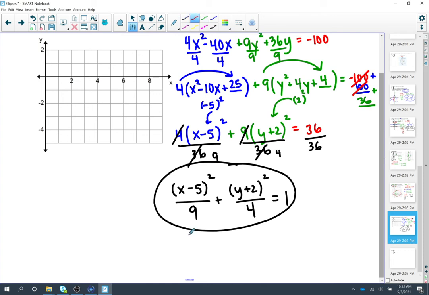A is always your larger value. Square root of 9 is 3. B is always your smaller value. Square root of 4 is 2. Your center is at 5, negative 2. On our graph, over 5, down 2, that's our center. Our major axis is on the x, so we're going to stay parallel to the x, and we're going to go left 3 and right 3.